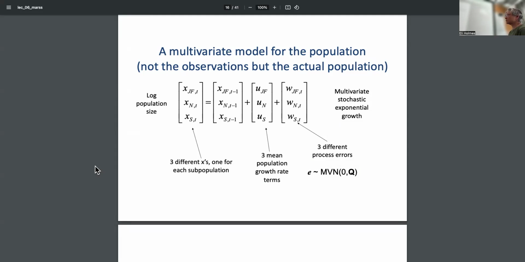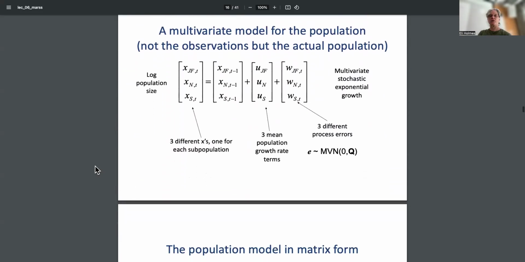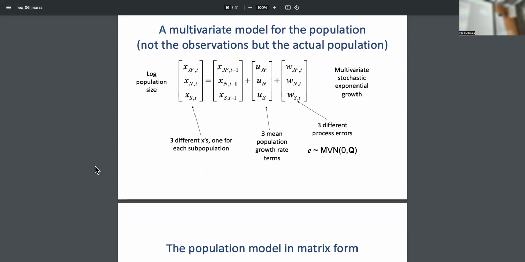The x's are the process. So in this case, it is that log abundance for these hypothetical subpopulations. And we're going to say that each of these populations is a random walk with drift. So they may have a tendency to be going up or down. And they each have their own process errors. They each vary differently. So this is saying how much they change from year to year, how much they vary, is different.